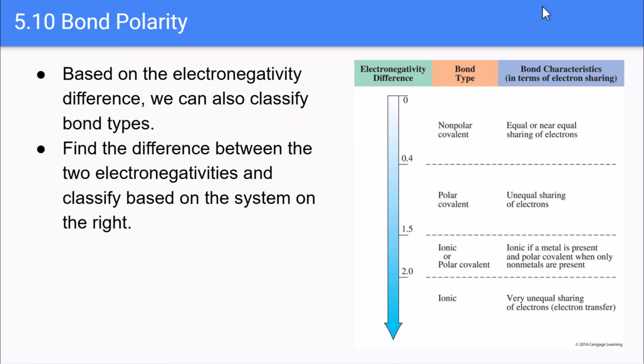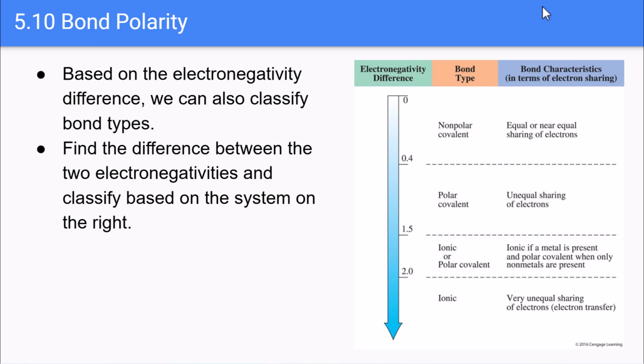So the next thing we're going to analyze is, based off of the electronegativity values, we can also classify types of bonds. And I know that we've spent a lot of time classifying bonds as either just ionic or covalent, and that is based off of whether something is metal plus nonmetal or two nonmetals that are bonded together. So we find the difference between the two electronegativity values and classify based on the system on the right-hand side here, so we see we have some electronegativity differences.